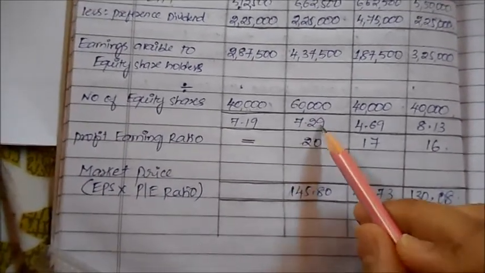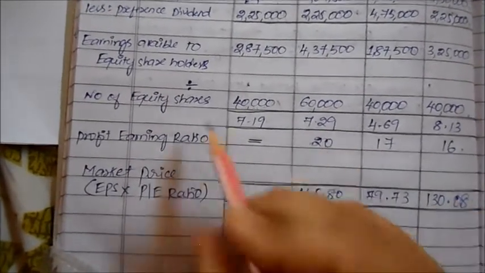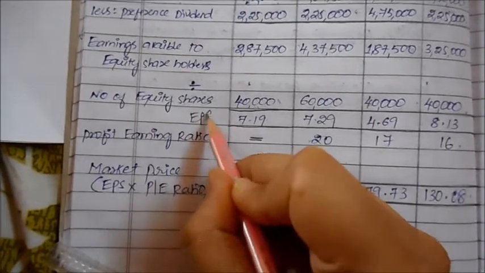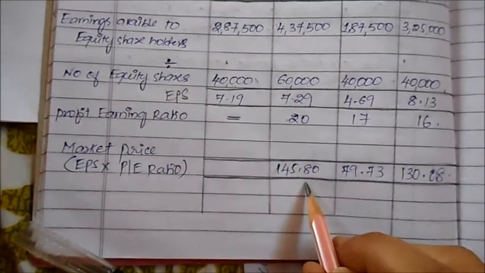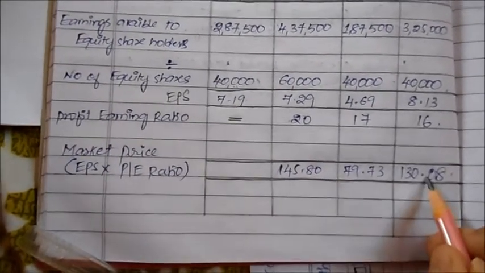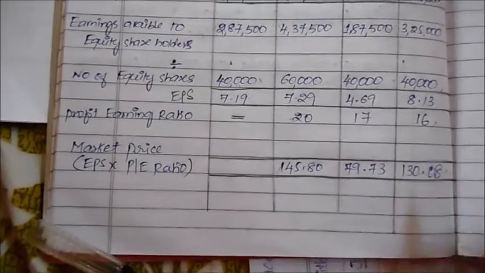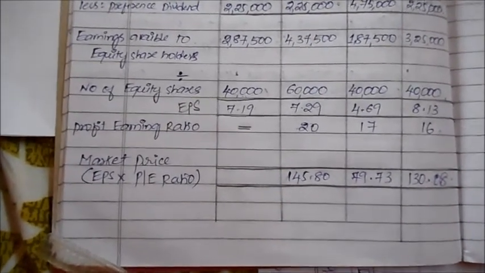We just have to multiply earning per share and the profit earning ratio. This was the EPS. If you multiply these two, you will automatically get your market price. Earning per share multiplied by profit earning ratio. So amongst this, again, it depends upon the question, to try to trick students.